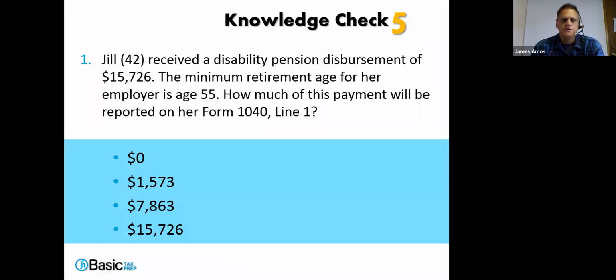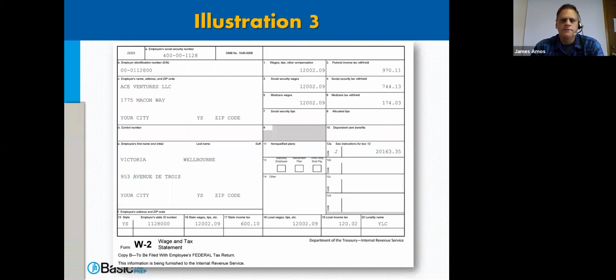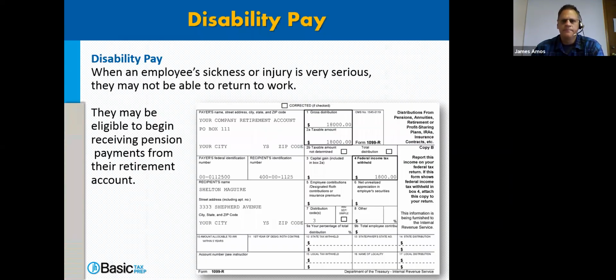And yeah, let's just jump into this and then we'll go into this a little bit more. Jill is 42 and received a disability pension distribution. You know what? Let me stop. There's something that's not on here that they forgot to tell you. Here's what they forgot to tell you. If you're not of retirement age yet, but you're already getting disability pay from a pension, it is going to be reported on box 1 of the Form 1040 as if you were earning it.